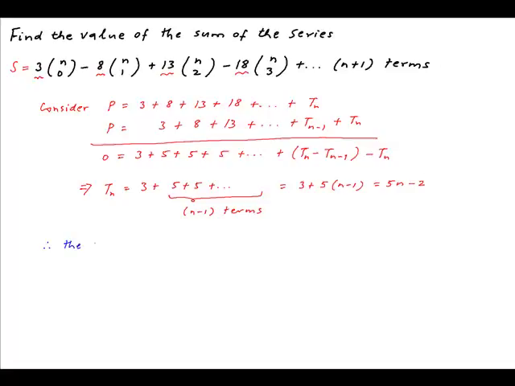Therefore, the general term of the given series can be expressed as follows. The 3, 8, 13 and so on can be expressed as 5r minus 2. There is a minus sign in every alternate term, so that can be expressed by minus 1 raised to the power r plus 1. All this multiplied by n choose r minus 1. And the value of S is obtained by summing this expression, where r ranges from 1 to n plus 1.